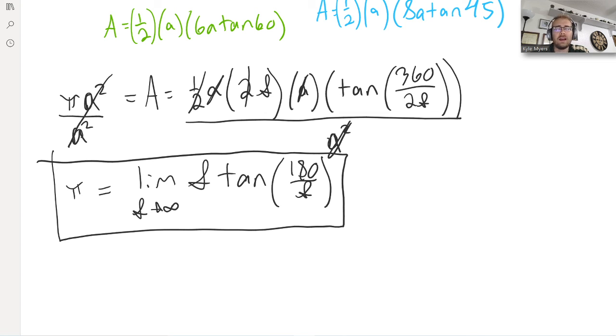On a graphing calculator, just use x. Go x tangent of 180 over x. Make sure it's in degree mode. Graph it. Then set your window to x starting at 0 and ending at, let's say, 1,000, with a scale of 100 for x. Then for y's, since it's going to equal pi, you only need to go from about 0 to 5, because it's going to be 3.1415 and so on. So your y scale only needs to go from 0 to 5.